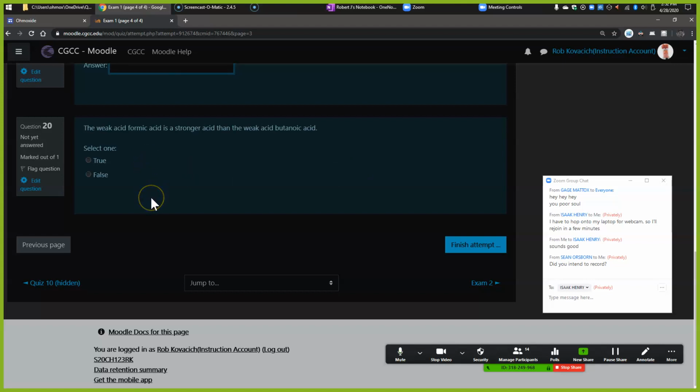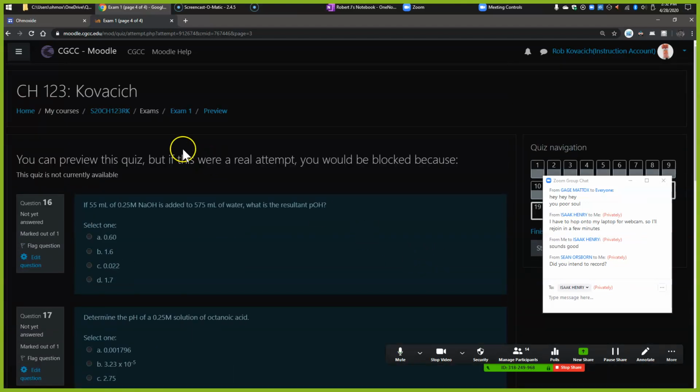So it's the formic acid. The weak acid is, yeah, true. Formic acid has a larger Ka, so it'll dissociate more than the butanoic acid. Yeah, and that's it.